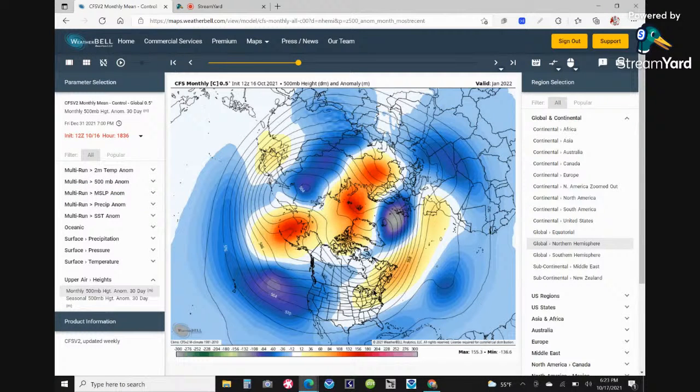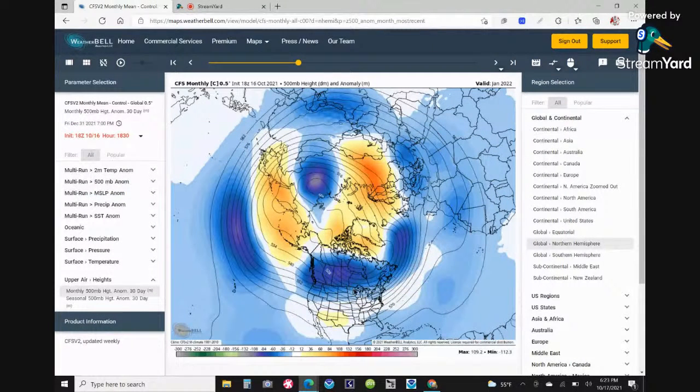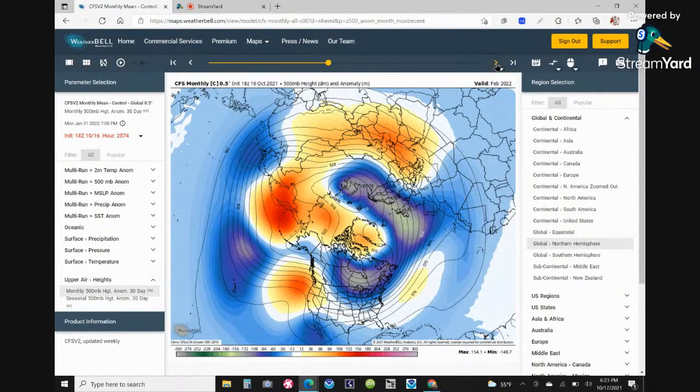Previous run, ridging back in here. So this is not a bad change here. We just get some amplification here. This will change, but I'm going to keep going. This is January. Here's February for this run.